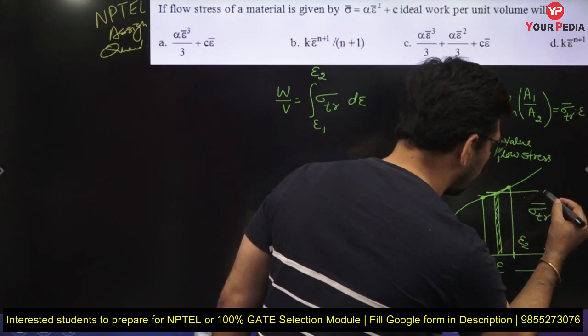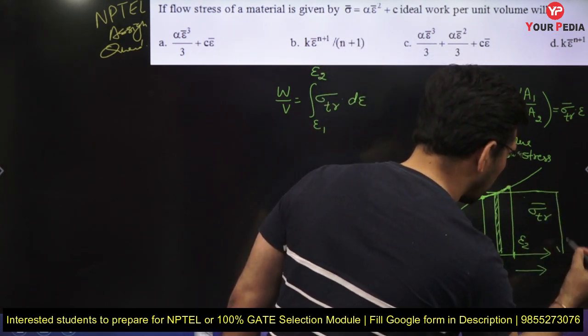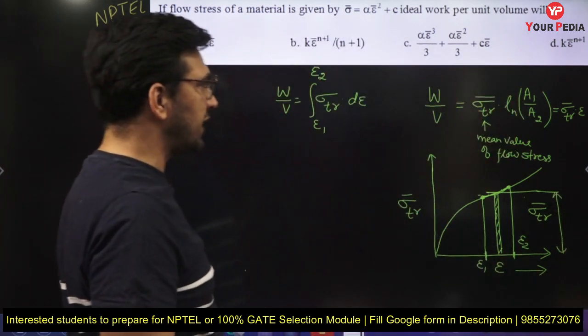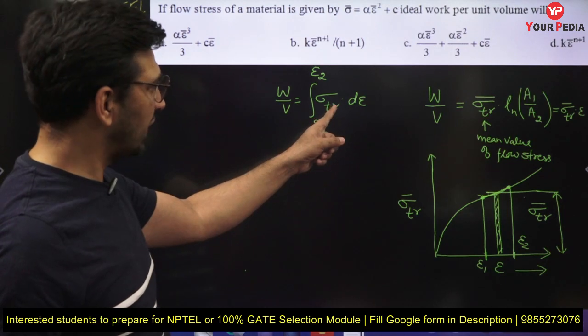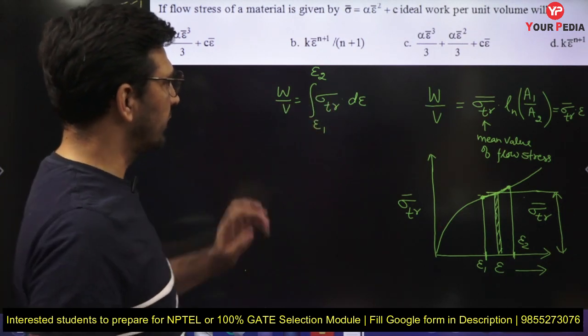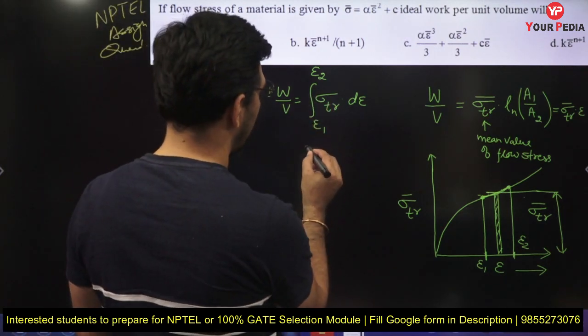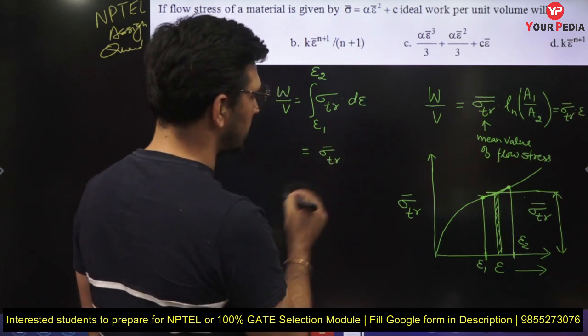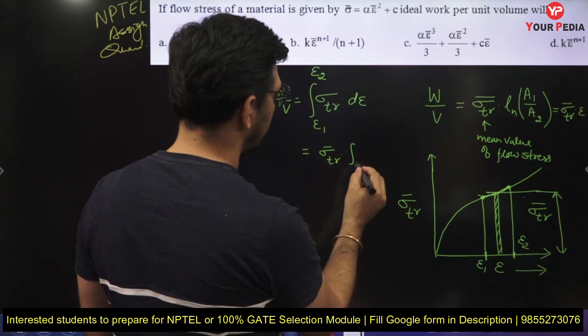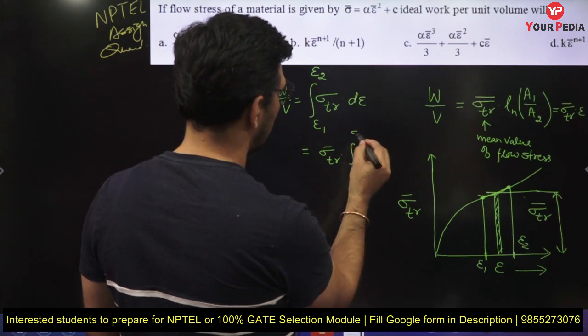So I took this value this way. Instead of taking this as variable, we modified it for simplification and took the average value of this stress. Now when we take it as an average value, it becomes constant. So if it becomes constant, I can take it out and then integrate epsilon 1 to epsilon 2 d epsilon.